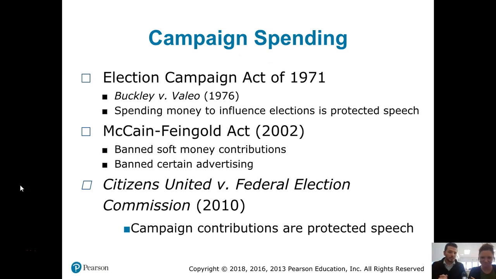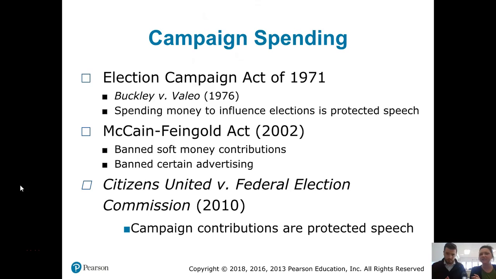Campaign spending is a really big issue, and we're going to go way more in depth on this later, so we're not going to go into it too far now. But it's important to know that campaign spending, like the money that you donate to someone running a campaign, is considered speech. The first one we need to know is the Federal Election Campaign Act of 1971. In Buckley v. Valeo, in 1976, they decided that spending money to influence elections is protected speech.